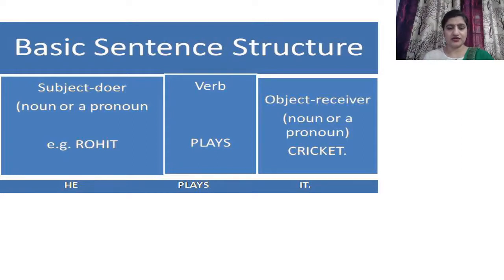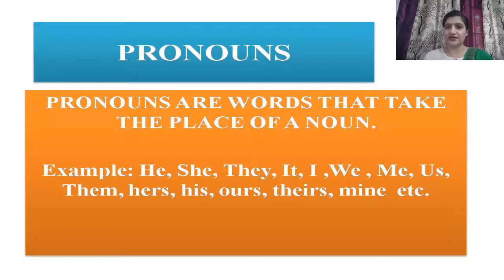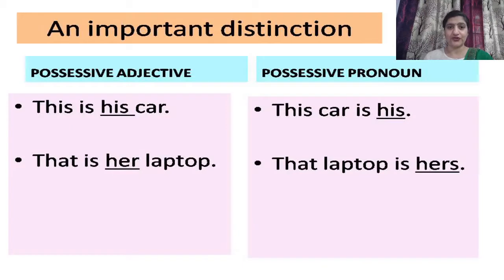So, if we replace Rohit by a pronoun, it would be he, and cricket would be replaced by the pronoun it. The sentence would become he plays it instead of Rohit plays cricket. So pronouns are replacing words. They are words used instead of nouns. For example, he, she, they, it, I, we, me, us, them, her, so on and so forth. There is an important distinction to which I would like to draw your attention, students.